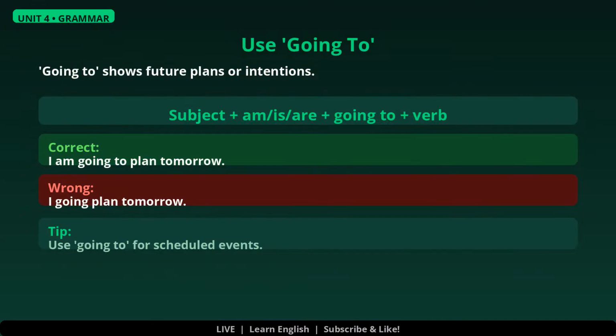Let's look at a grammar rule. Use going to. Going to shows future plans or intentions. For example, I am going to plan tomorrow. A helpful tip. Use going to for scheduled events.